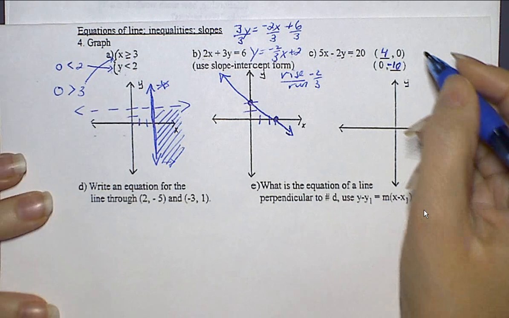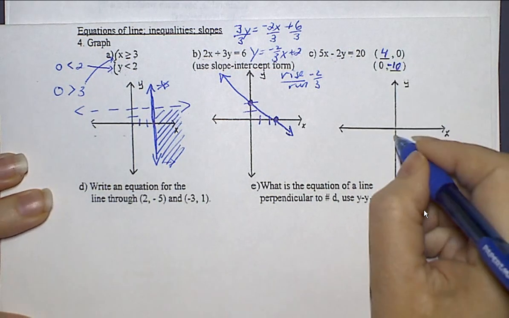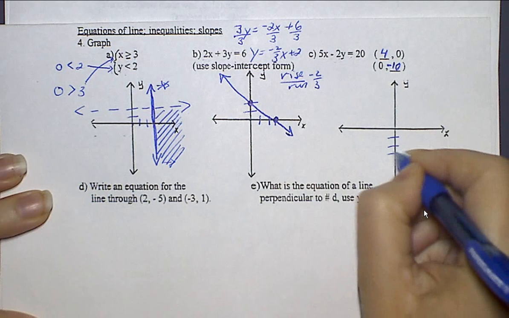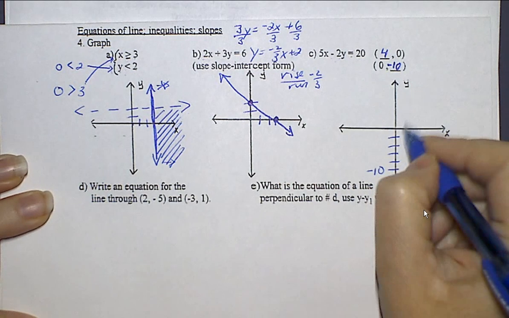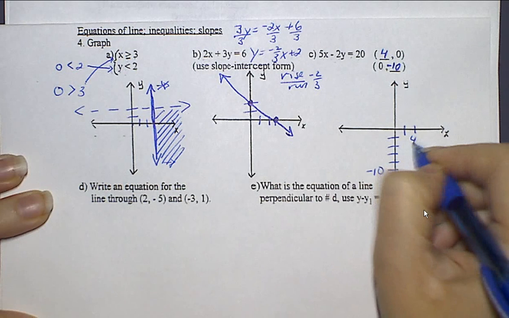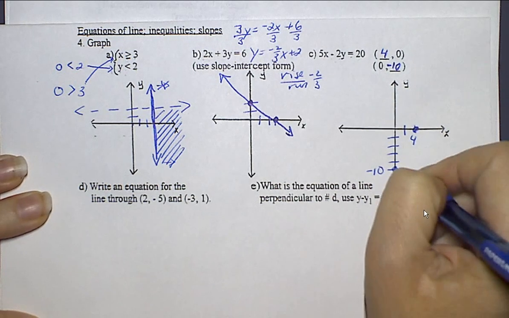So now I just plot those points. So I have negative 10, so I'm going to go by 2, so we have 2, 4, 6, 8, 10, so I have negative 10, and then it's 4, so 2, 4. And I have a point at each one, and then I connect my dots.